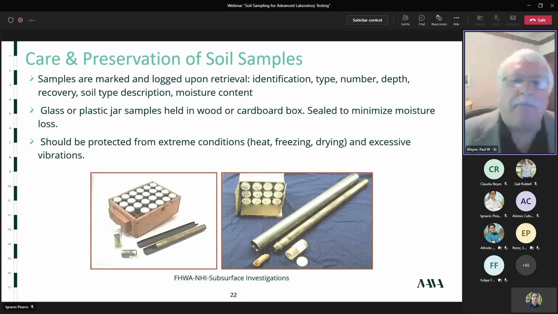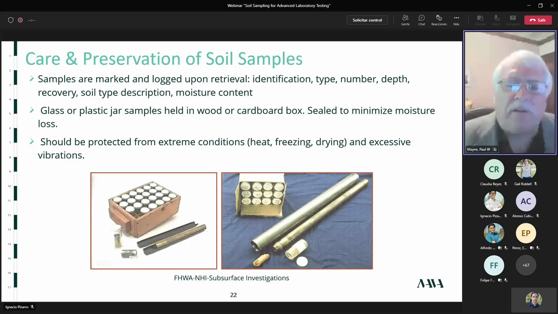Obviously the samples have to be identified and marked with what depth they came from, hopefully what kind of soil they are, and which boring they came from. Hopefully you're going to do that. But it's very common to put the samples, if they're split spoon samples, in a glass jar or a plastic jar, and then each of those samples is held in order in some sort of matrix array, based on where they were taken in the depths and the boreholes.